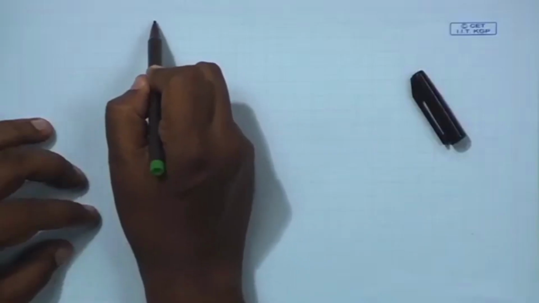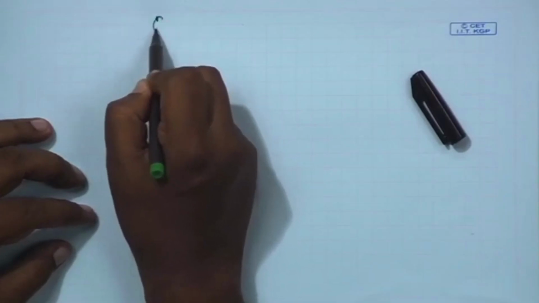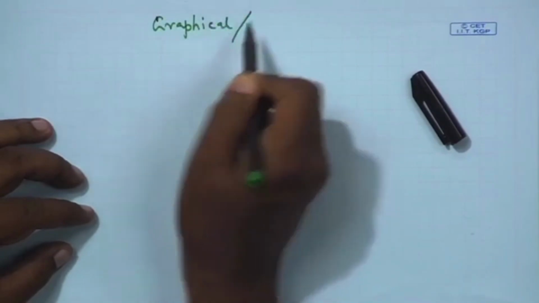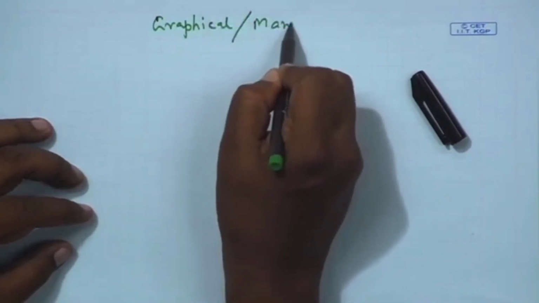Okay. Next is convolution, how to carry it out graphically or manually.